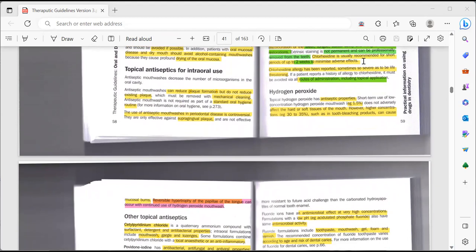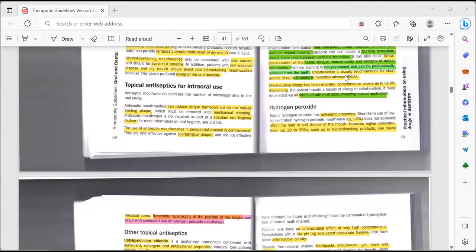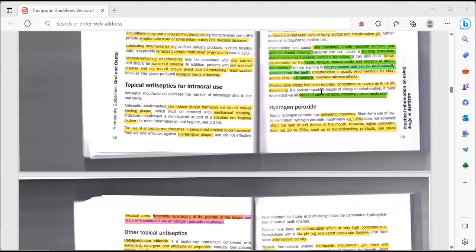Sometimes so severe as to be life threatening. If a patient reports a history of allergy to chlorhexidine, then it must be avoided. If the patient has a history of allergy, then you should not be prescribing it through any of the routes.